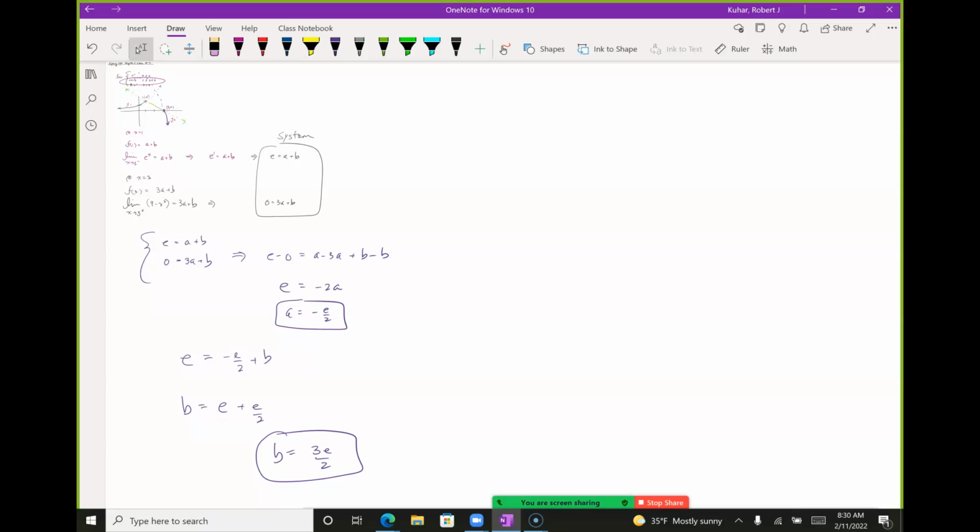So I'd want to make some conclusion on the test, right? With a equal to negative e over 2 and b equal to 3e over 2, the function is continuous everywhere. And then what else? Then what do I want to do?